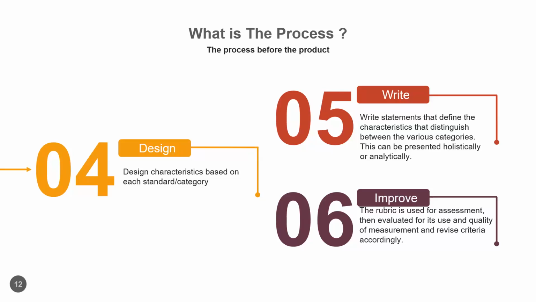So you write statements that define the characteristics that distinguish between the various categories, and then you are ready to present your rubric either in a holistic way or in an analytic way. When you're designing your rubric, there are two general types of rubric. Of course, there's one in between. The two general types will be holistic and analytic. I will talk about that later when we come to it. So this is just to give you an idea of the processes you would go through if you're developing your own rubric.